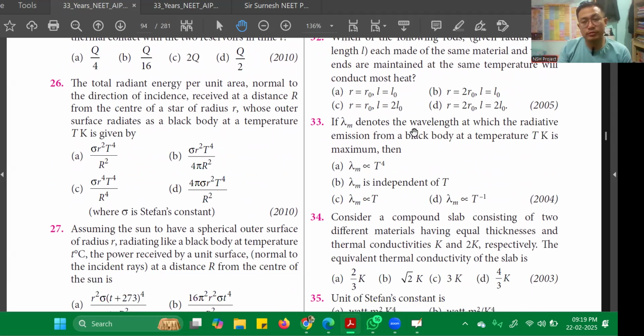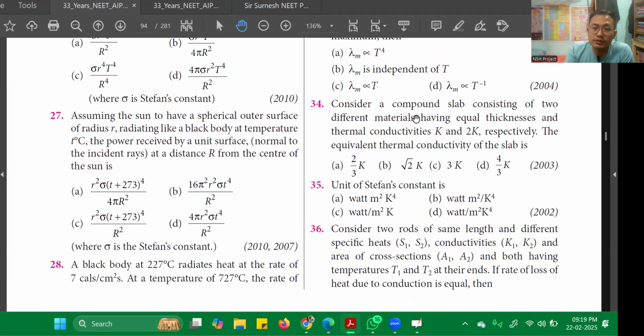Question 33. If lambda m denotes the wavelength at which the radiative emission from a black body at a temperature T Kelvin is maximum, then this is Wien's displacement law. Exactly, Wien's displacement law. So which one is correct? Option number D. B or D? D. D, very good.